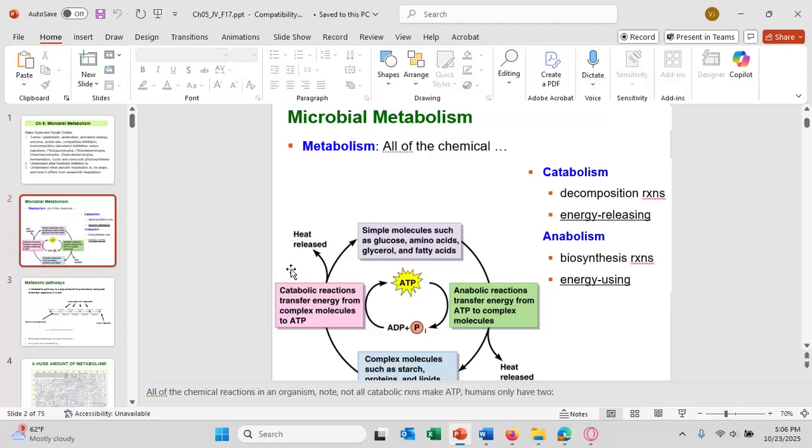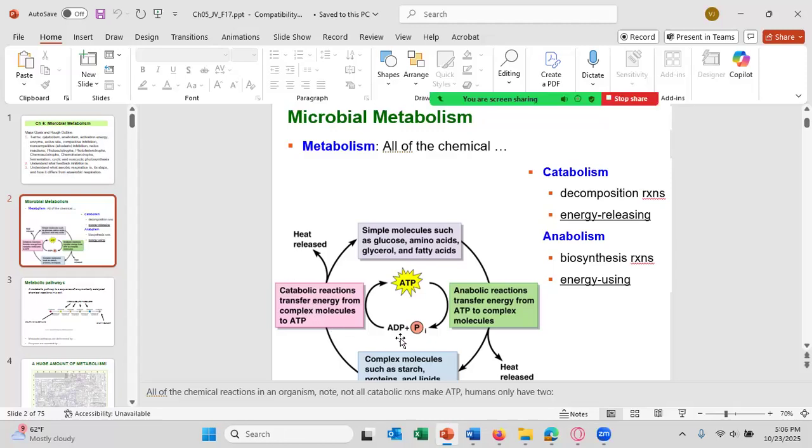Catabolic reactions can be used to make ATP, where you take ADP and inorganic phosphate, and you need to put energy into this reaction to make ATP. And obviously, the starch breaking down into glucose, that can be used. But realize that most catabolic reactions, almost all catabolic reactions happening in an animal, do not generate ATP.